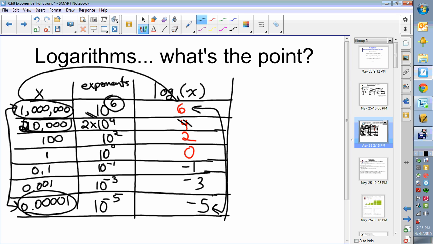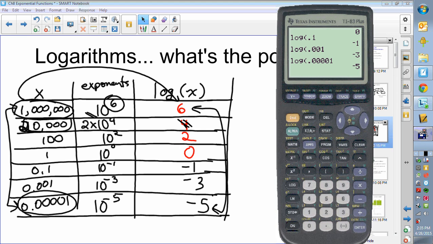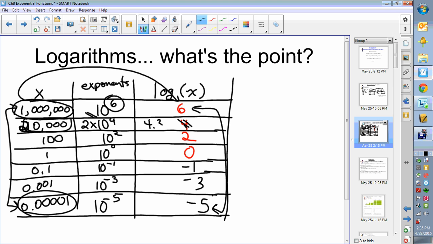The answer is not going to be 4. If we try the logarithm of 20,000, log of 20000, hit enter, you get a number just bigger than 4, 4.301 or something. So it's on its way up to the next power. It's on its way up to the 5, or 10 to the 5th. So it is getting closer to 5. So it's going to be slightly larger.